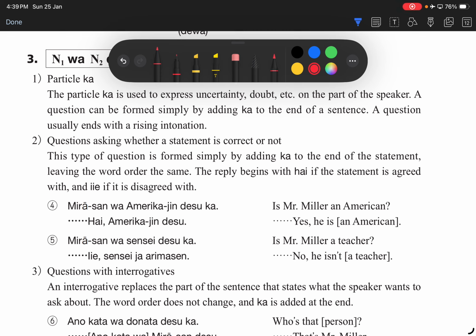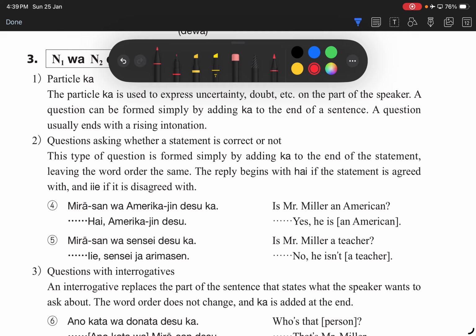Hai, America jin desu. So hai means you agree with the sentence, right? I agree. Hai, America jin desu. If you don't agree, iie, America jin de wa arimasen. America jin de wa arimasen. That means not American person.